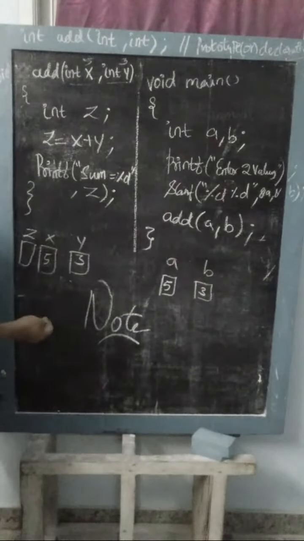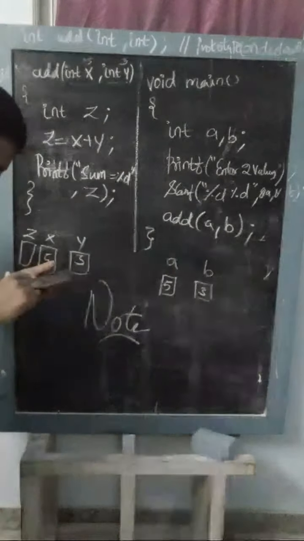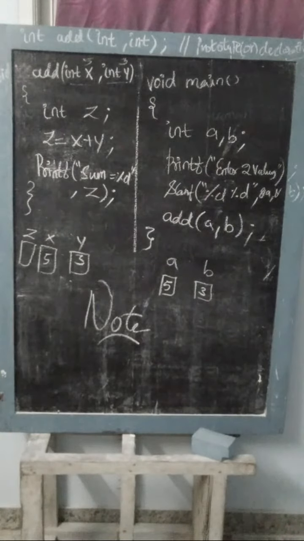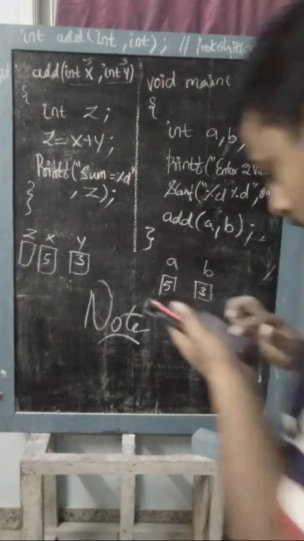Anyway, the third thing is that, and some more doubts are there. What are the remaining doubts? Magesh Prabhu asked one doubt.